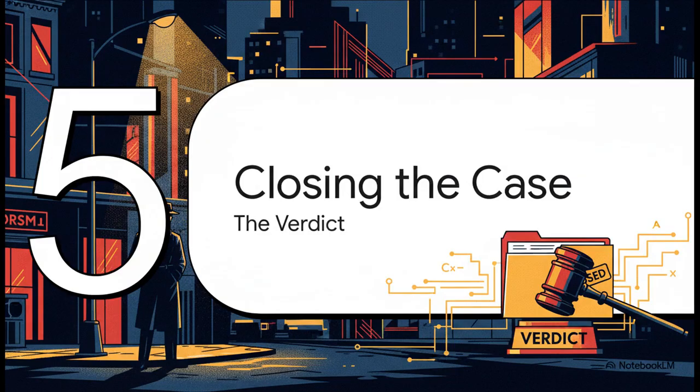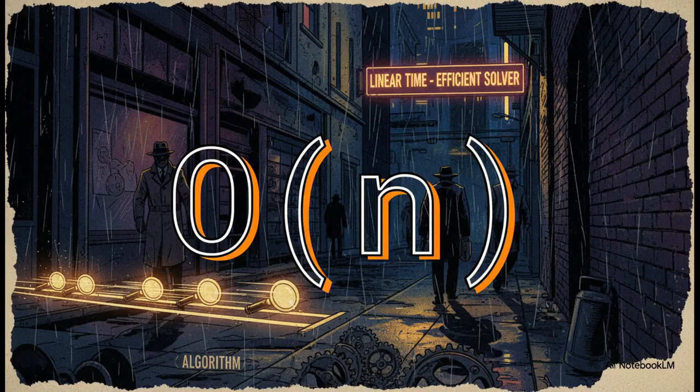All right, the solution is in hand, our method is proven. It's time to close this case and file the report. The final verdict is going to be based on just how efficient our chosen method was. So first up, the time report. Because our two pointers just start at the ends and move toward each other, we only make one single pass through the array, at most. This means the time it takes is directly proportional to how big the array is. That's what we call linear time, or O of n.